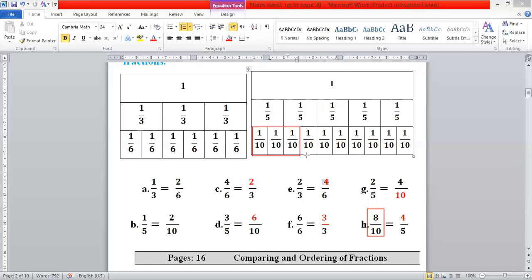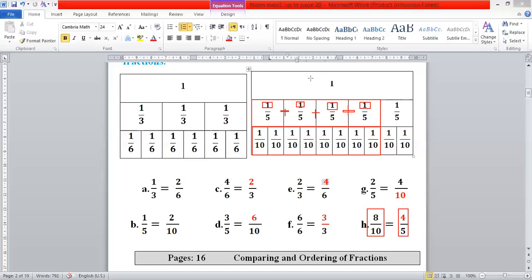1, 2, 3, 4, 5, 6, 7, 8. These parts are covered by 8 over 10. And by a diagram, we can say that this portion is equal to this portion. So therefore, here we have 4 parts, add all of them. 1 over 5 plus 1 over 5 plus 1 over 5 plus 1 over 5. 1 plus 1, 2 plus 1, 3 plus 1, 4. 4 over 5.